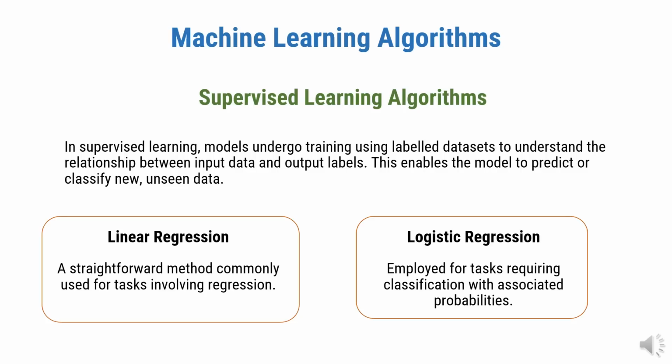Supervised learning algorithms. In supervised learning, models undergo training using labeled datasets to understand the relationship between input data and output labels. This enables the model to predict or classify new unseen data. Linear regression, a straightforward method commonly used for tasks involving regression. Logistic regression, employed for tasks requiring classification with associated probabilities.